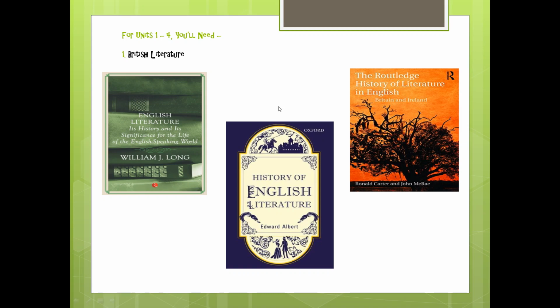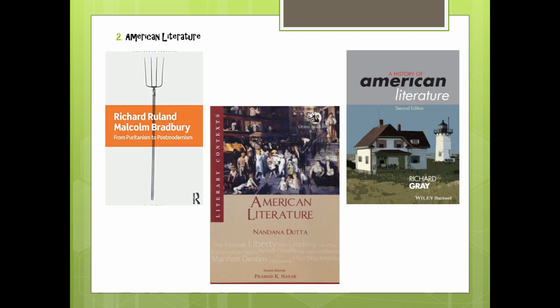Now, after British literature, we should focus on American literature. For American literature, the first book that has to be suggested is Malcolm Bradbury's From Puritanism to Postmodernism. The full title of the book is From Puritanism to Postmodernism, A History of American Literature.